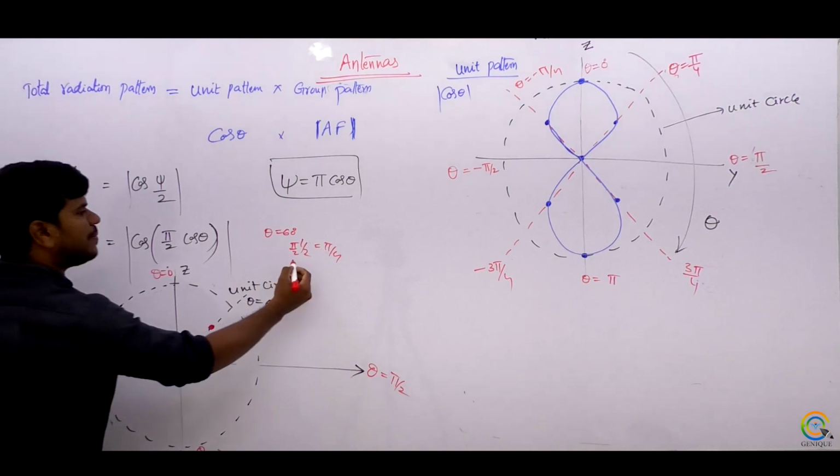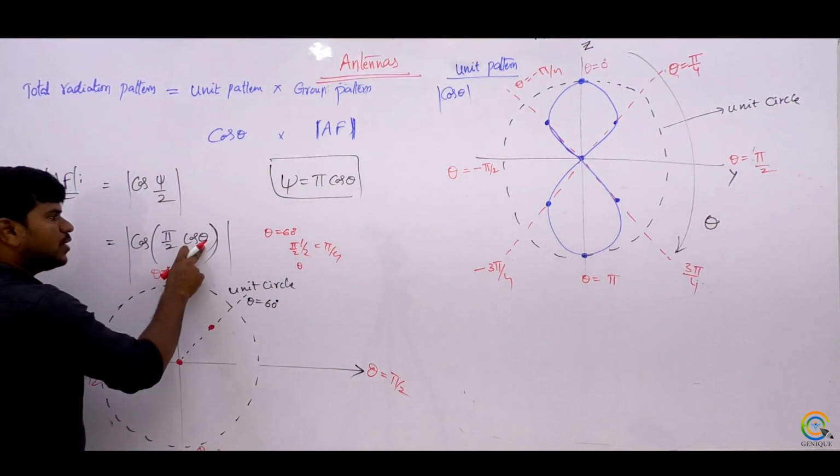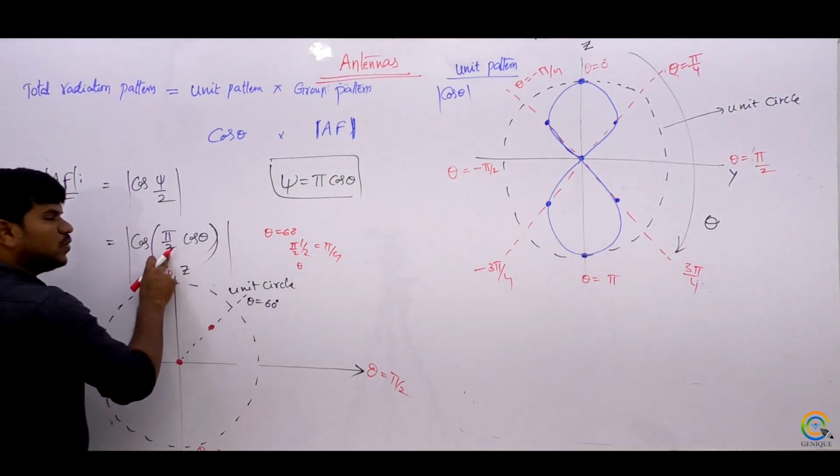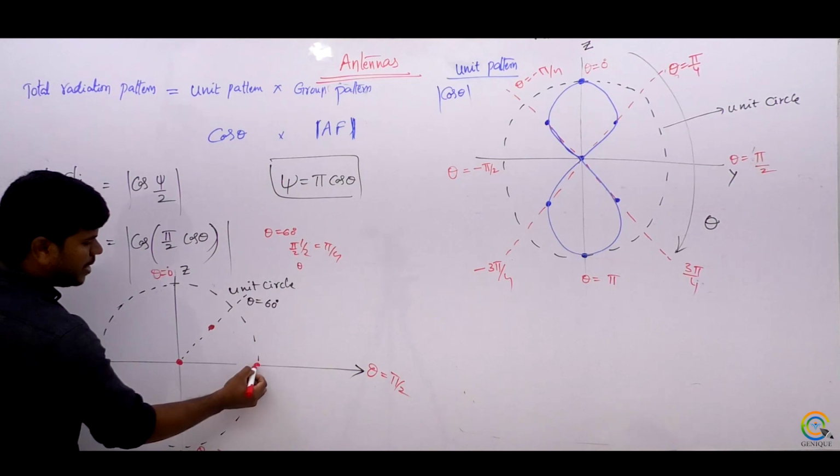At theta equals pi by 2, what happens? Cos pi by 2 is 0, and 0 into pi by 2 is 0. So cos of 0 is 1. So it is having magnitude 1.